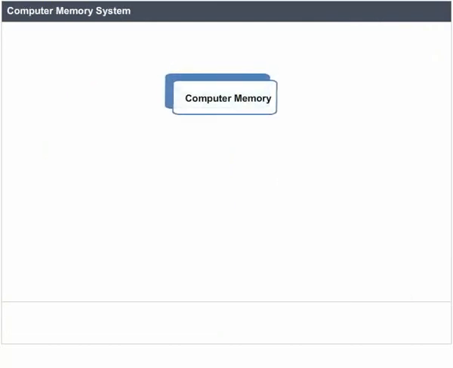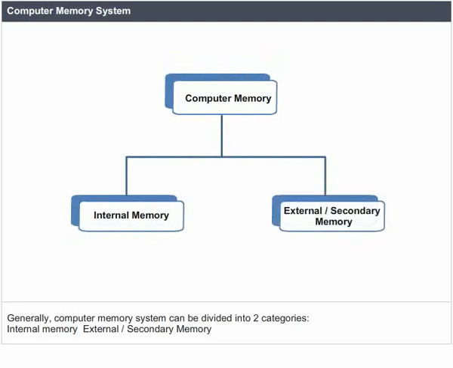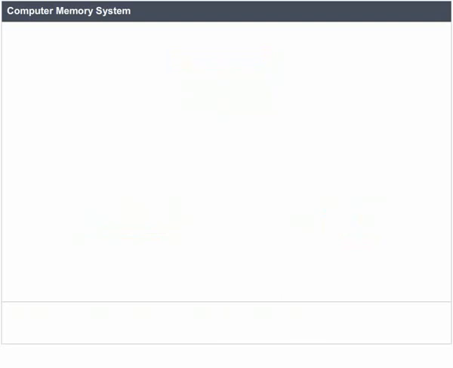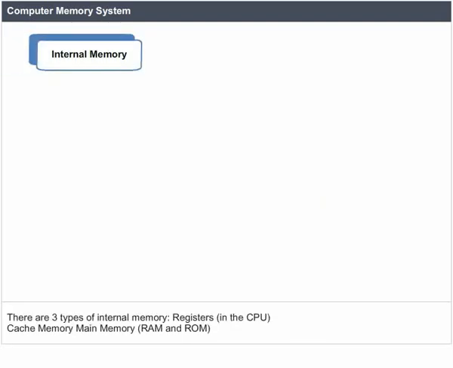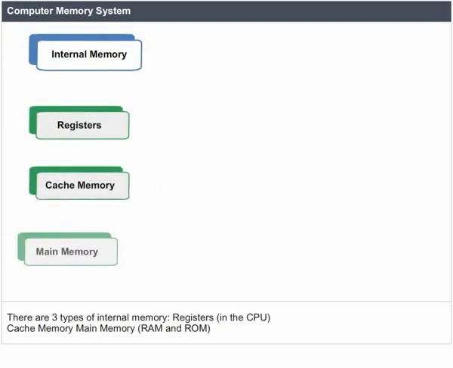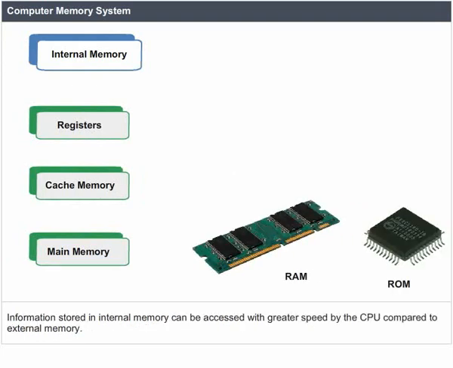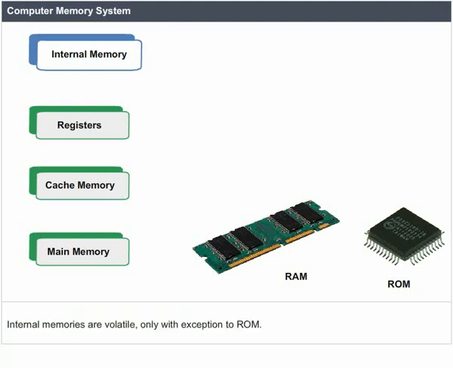Computer memory system. Generally, computer memory system can be divided into 2 categories: internal memory and external or secondary memory. Internal memory. There are 3 types of internal memory: registers in the CPU, cache memory, and main memory, RAM or ROM. Information stored in internal memory can be accessed with greater speed by the CPU compared to external memory. Internal memories are volatile, only with exception to ROM.